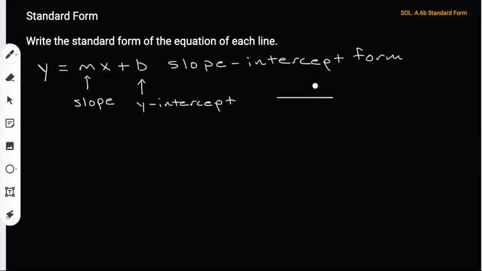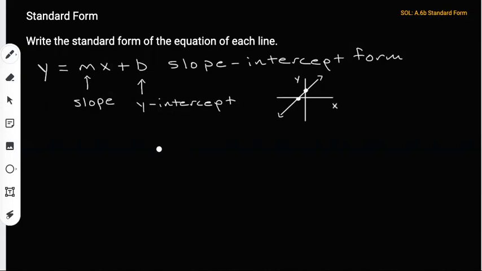So if you have an xy plane that looks like this, and you have a line going through it, it'll cross the x-axis at this point and the y-axis at this point. And this is called the y-intercept.